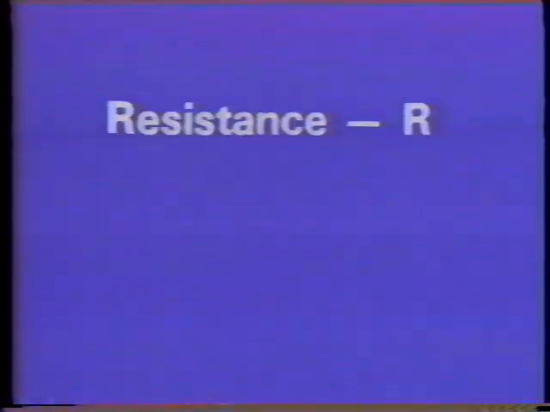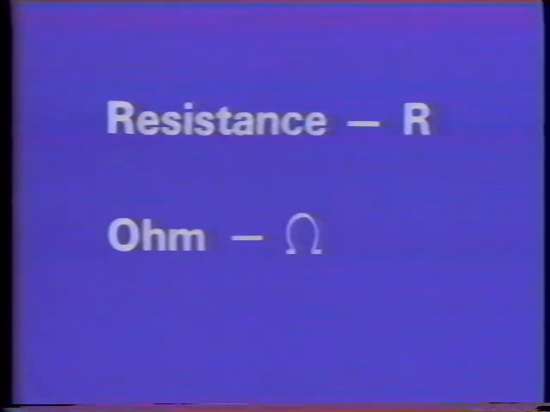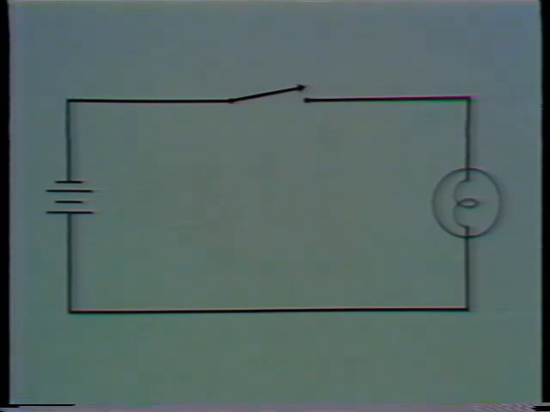The symbol for resistance is a capital R. The standard unit of resistance is the ohm. The symbol that's used for ohms is the Greek letter omega. It looks like this. There are some other symbols you'll come across in the schematics you'll be using.